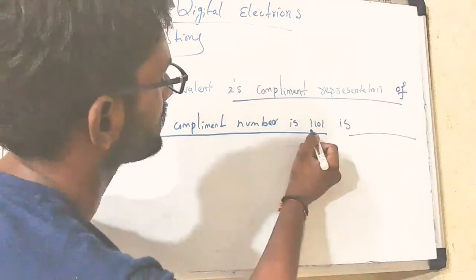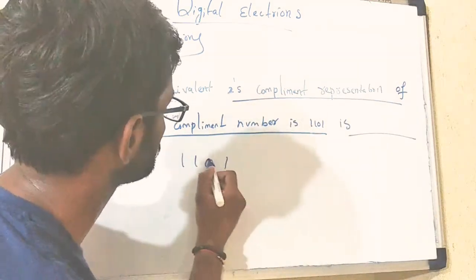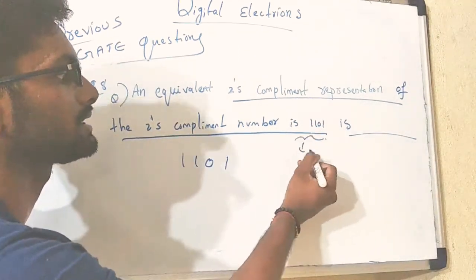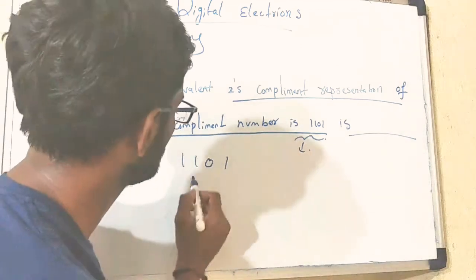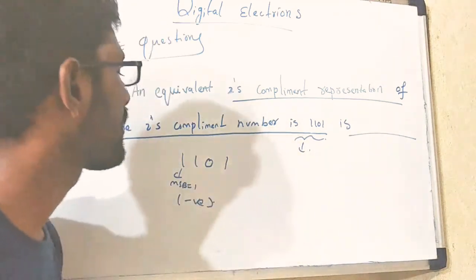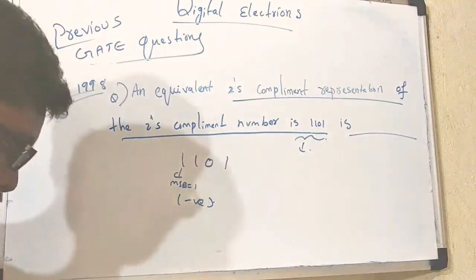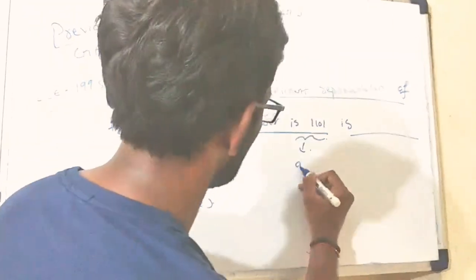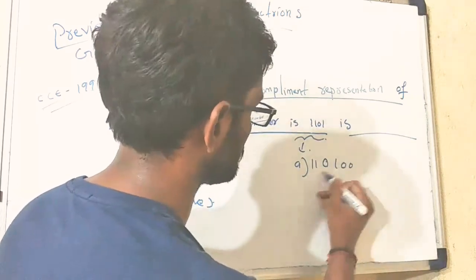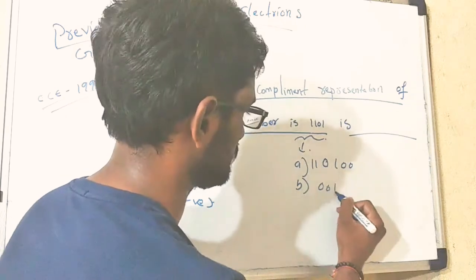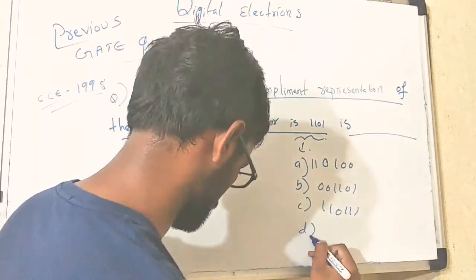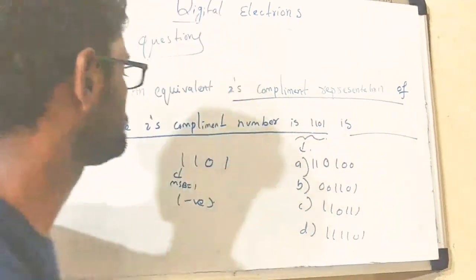They have asked the equivalent two's complement representation of this number. Here we know the number is 1101. The MSB is 1, which means the number is negative. For sign extension, let us see the options: A 110100, B 001101, C 110111, and D 11101.